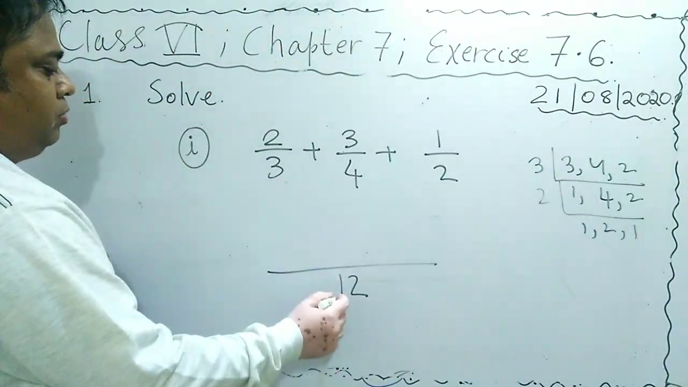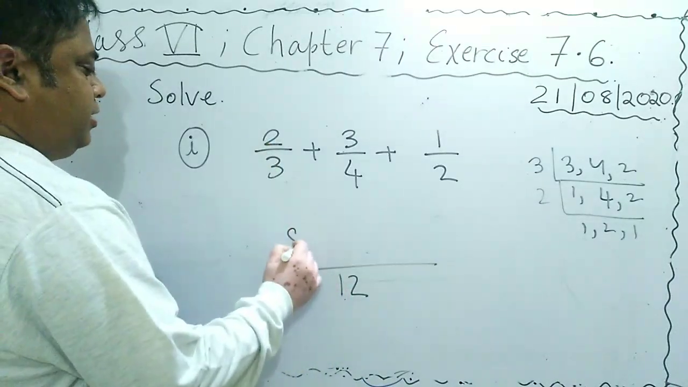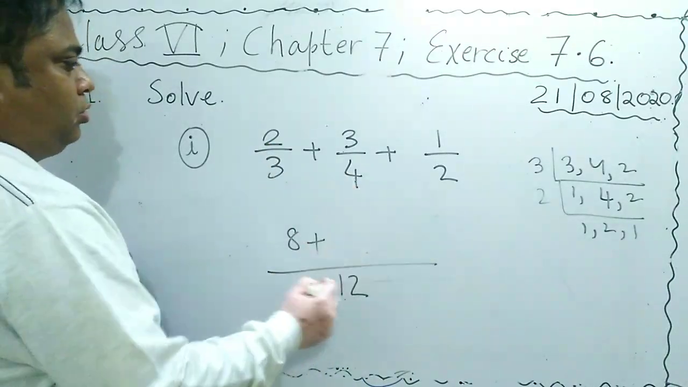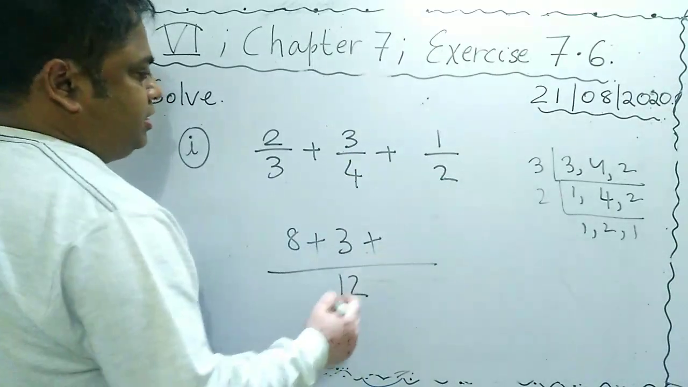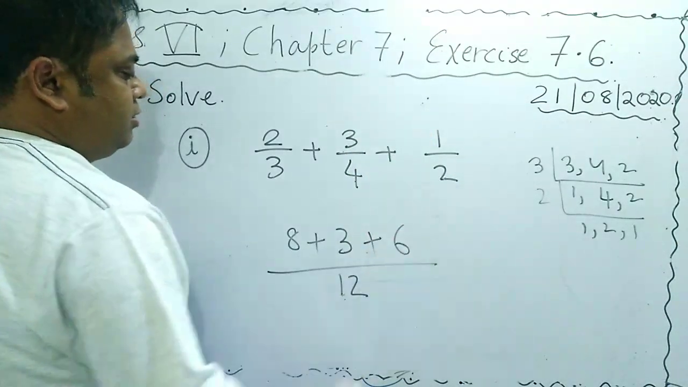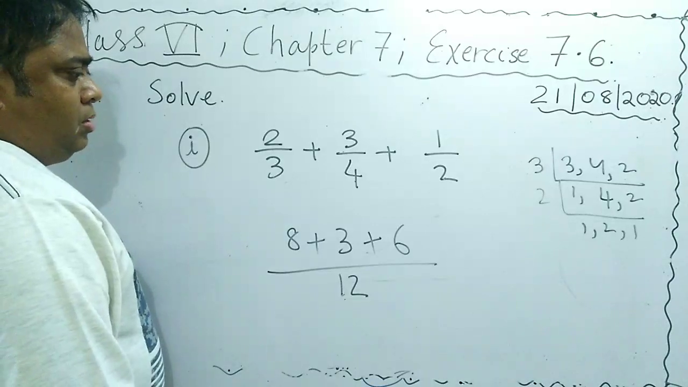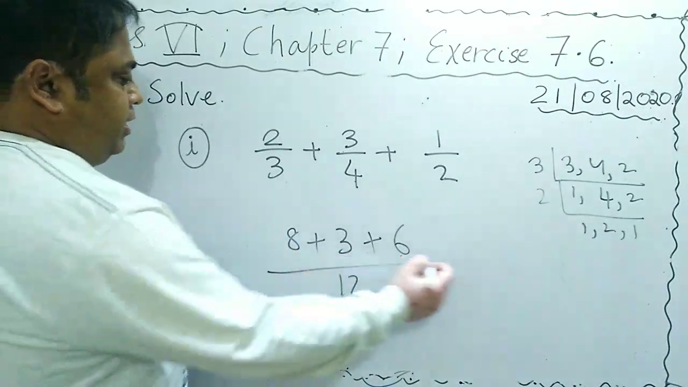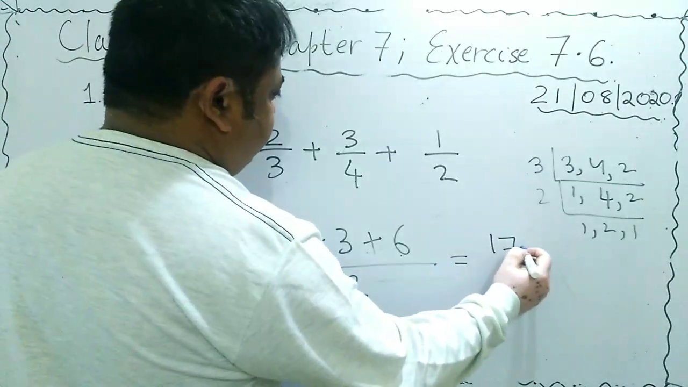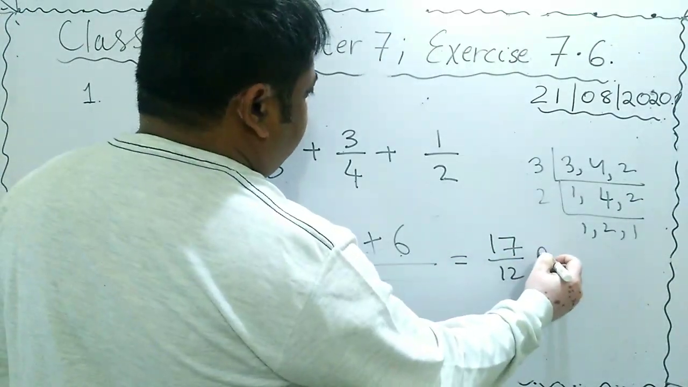So 3 4s are 12 and 4 2s are 8. Plus 4 3s are 12 and 3 3s are 9. Plus 2 6s are 12 and 6 1s are 6. So it will become 9 plus 8 equal to 17 by 12. Answer.